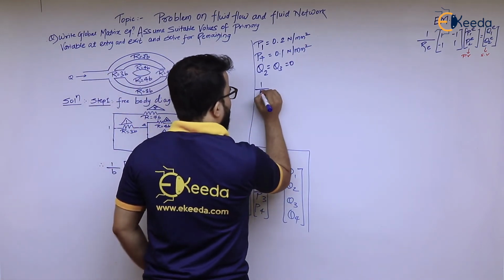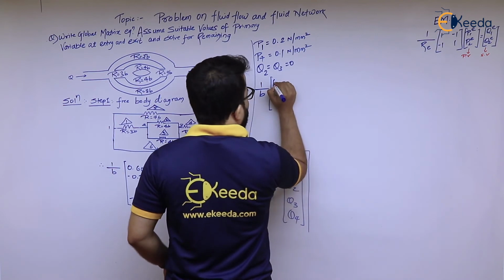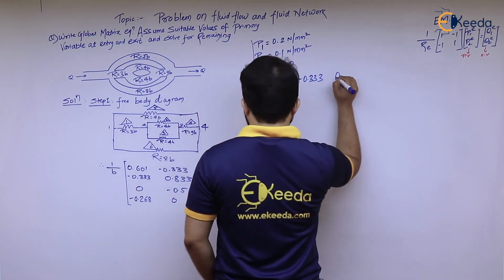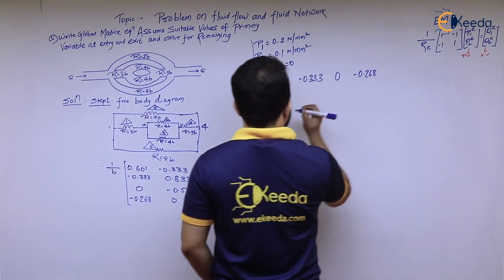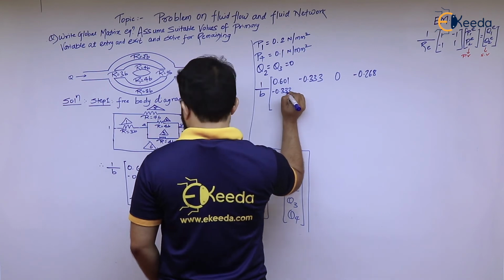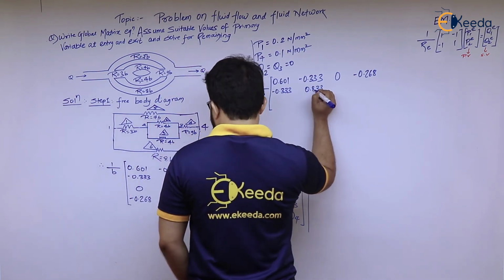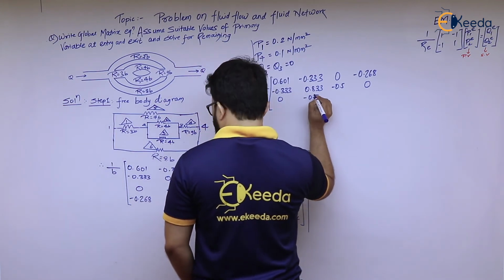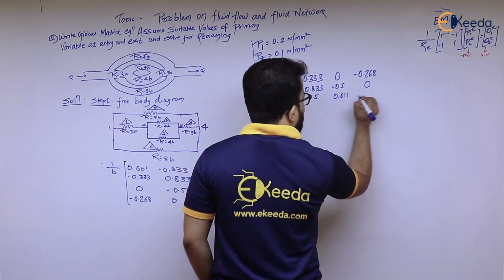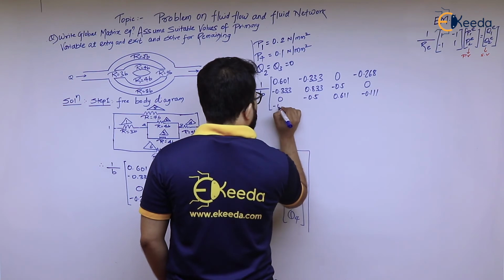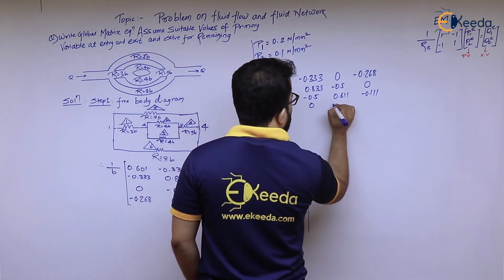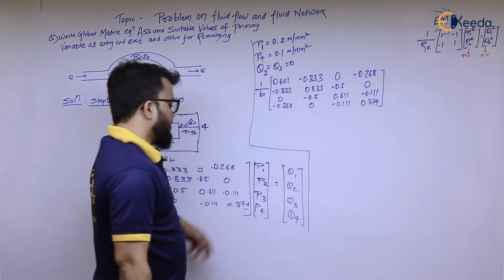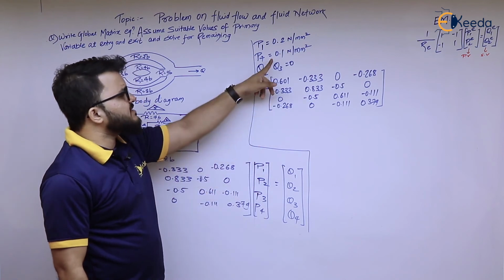So I will get 1 by B into the matrix: 0.601, minus 0.33, 0, minus 0.268; minus 0.33, 0.833, minus 0.5, 0; 0, minus 0.5, 0.611, minus 0.11; minus 0.268, 0, minus 0.11, 0.379, into the column where I fill P1 as 0.2 and P4 as 0.1.